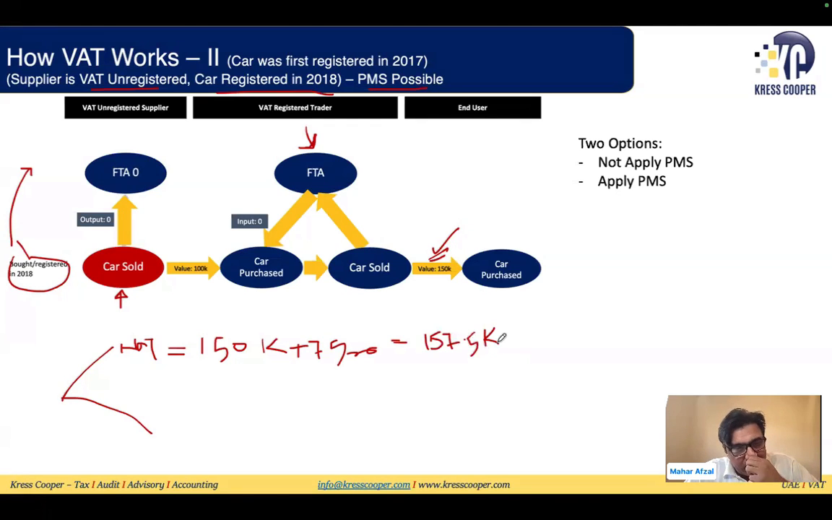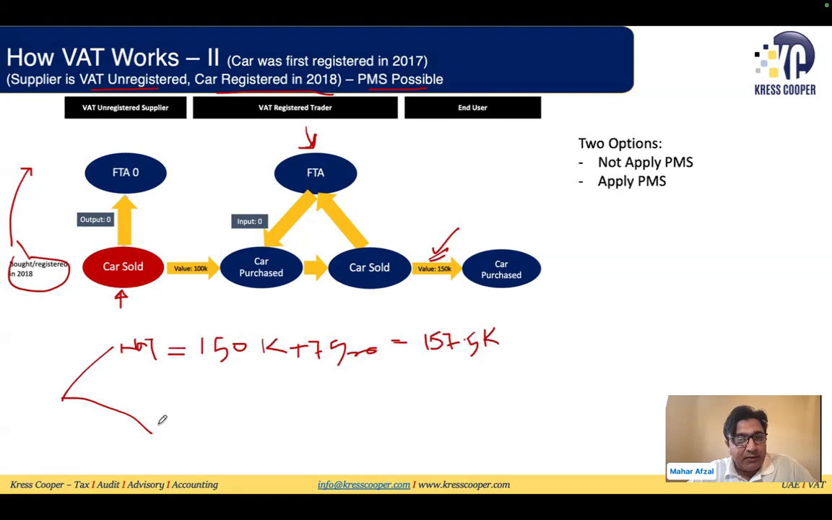And you know this, the law says that you need to disclose the prices. If you are displaying the prices, they should be inclusive of VAT. I'm assuming they are selling the car at 150k, but the price that will be displayed on the car will be 157.5k. This is the selling price. This is company A, which is buying the goods. After buying the goods, they are selling into the market and they are not applying the profit margin scheme.